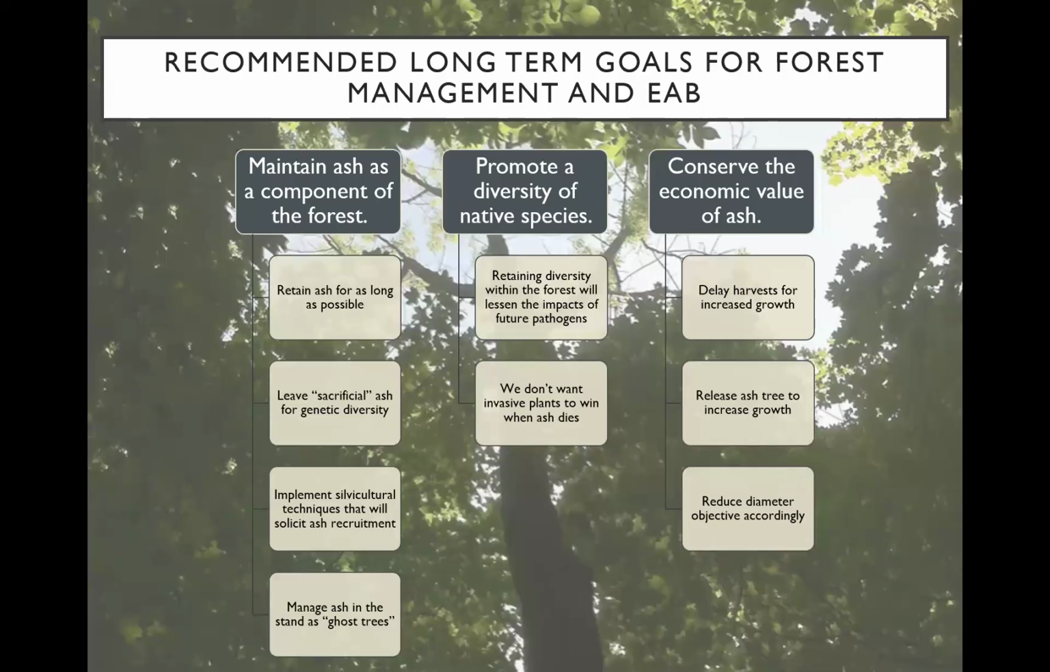We know that this is not going to look the same as it has prior to emerald ash borer, but that doesn't mean that we want to completely eliminate ash and sort of freak out and harvest all the ash, because we never know what ash will be genetically resistant if we don't have some ash left on the landscape. We also want to retain ash for as long as possible on the landscape. We don't want to prematurely remove ash.